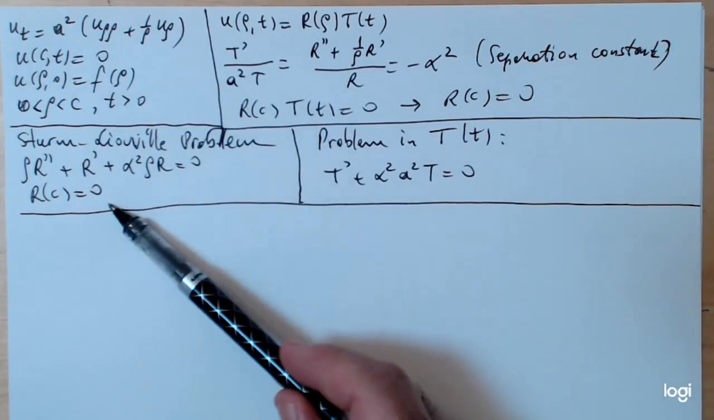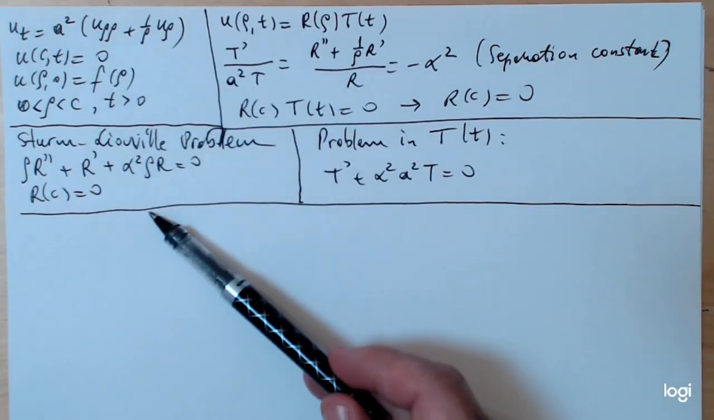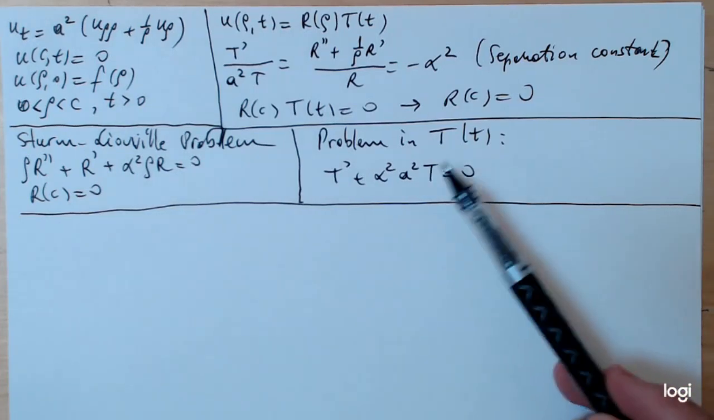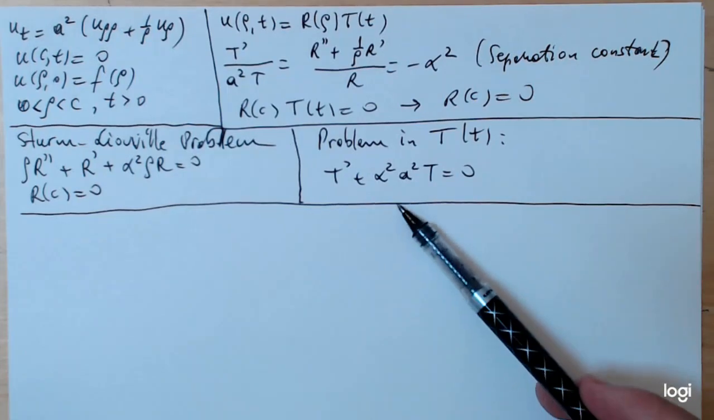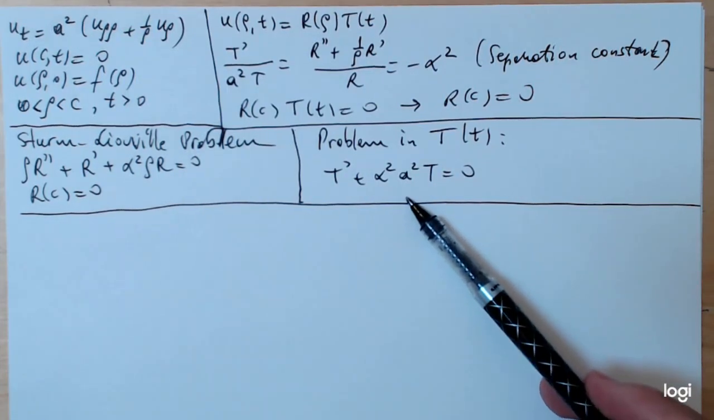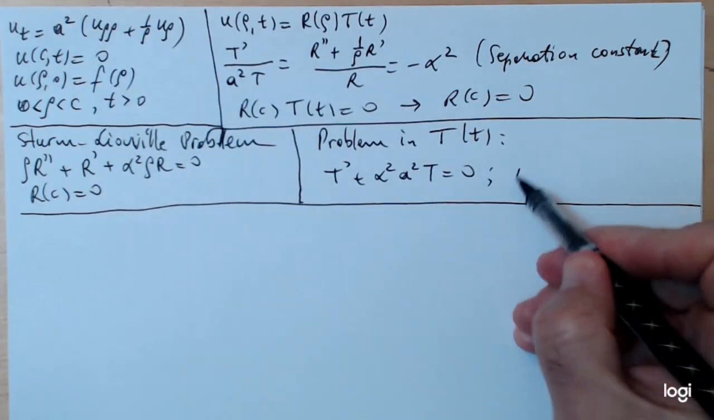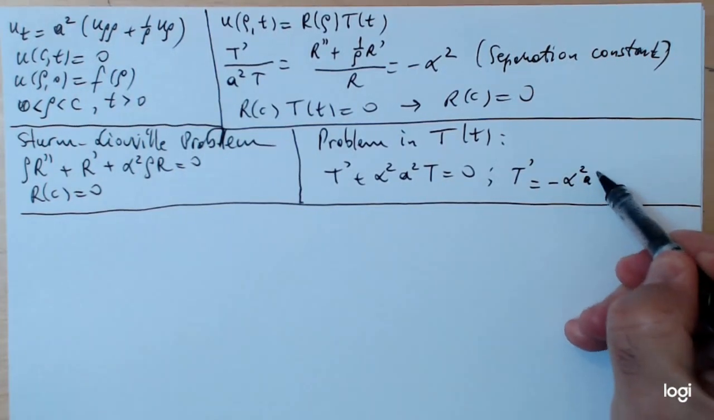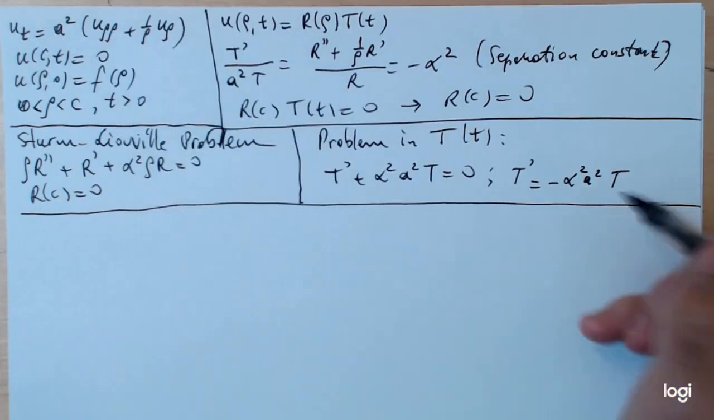And then once we solve this one for each eigenvalue and eigenfunction, we're going to go back here and solve the problem in T, which in this case is going to be just an exponential ODE. So in fact, this one, you're better off leaving it in this form because the solution is just an exponential.